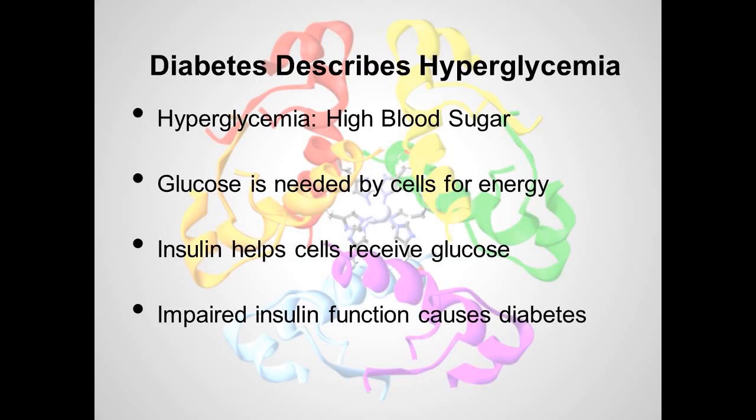I would first like to clarify that diabetes is not so much a disease as it is a human condition. Diabetes as a condition is used to describe people with hyperglycemia, or high blood sugar levels in blood.